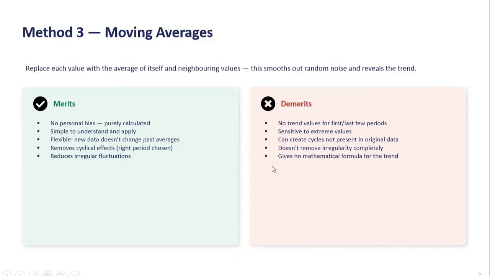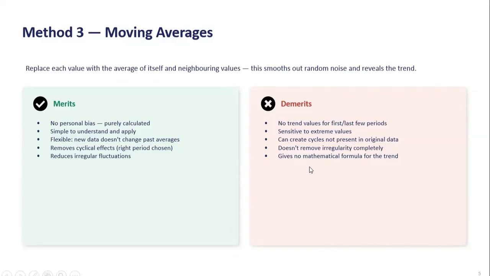Disadvantages: we lose trend values for the first and last few periods. Extreme values can distort the average. It can sometimes create cycles that were not actually present in the original data. It does not remove irregular fluctuations completely.